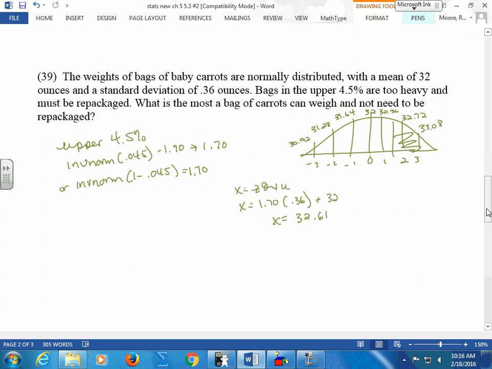So find your cutoff. Now 4.5, when you make this a decimal, follow the same rules. Move it 2 places to the left. Your decimal is 0.045. Even though it had a decimal place, it was a percentage. Find your z-score, and the same thing. And again, you're going to have to round into this shaded area. Once it hits that shaded area, you have to repackage.